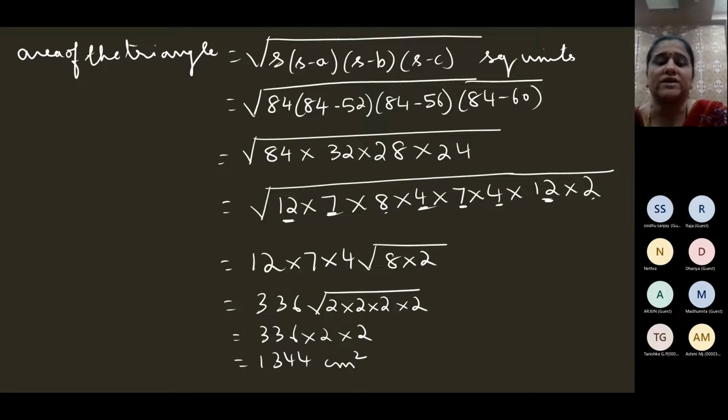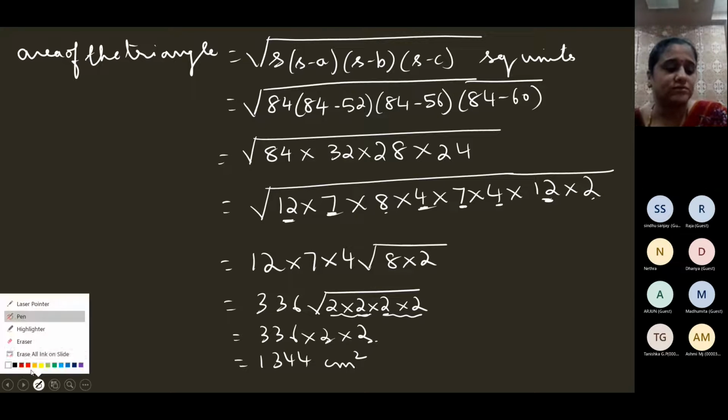Square root of, now 8 can be further written as 2 into 2 into 2. Now again from two 2s, one 2 comes out of the square root. And from these two 2s, one 2 out of the square root. And the product is 1344, which is the area of the triangle. You can also do it like this.